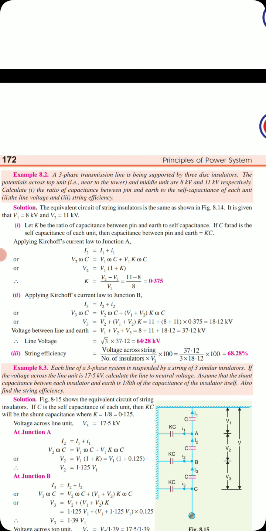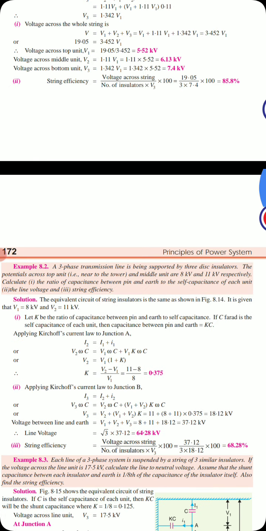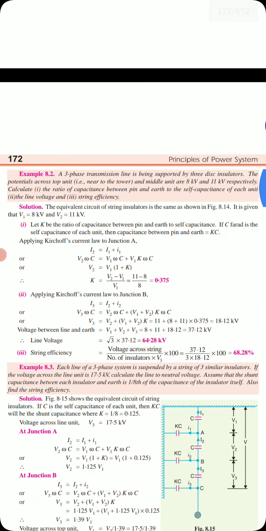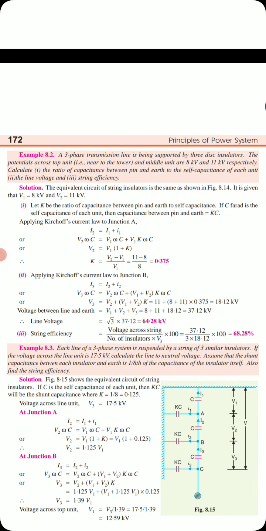Here the values of V1 and V2 are already given. So the same figure which you are seeing here, you can assume with the V1 and V2 values known. So we know that the shunt capacitance value is Kc. At junction A, I2 is equal to I1 plus I1, V2 is equal to V1 plus V1k. So anyhow V2 you know, V1 you know. You can calculate the value of k by solving the equation. You will get 0.375 as the k.